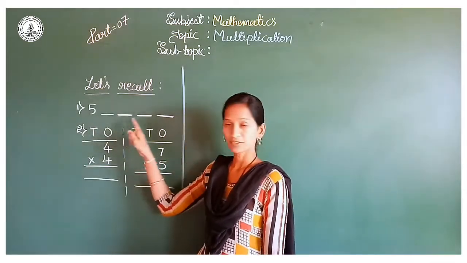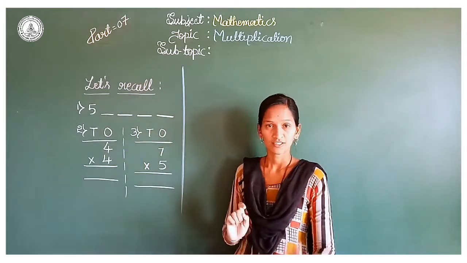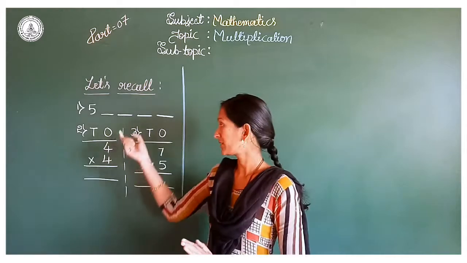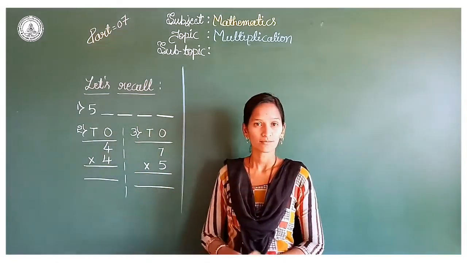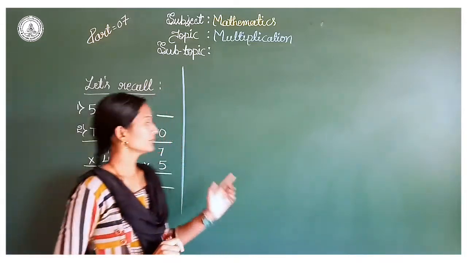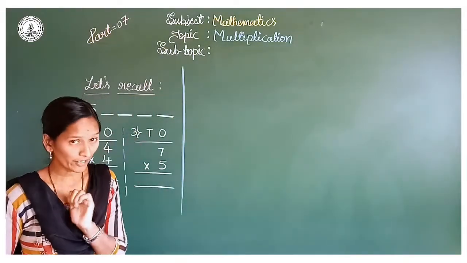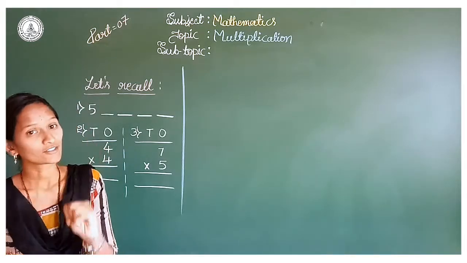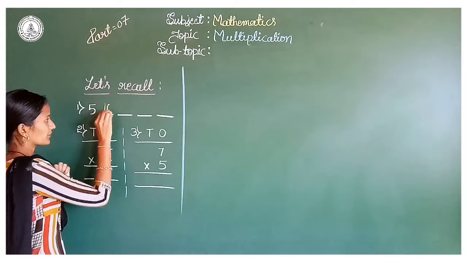So 5 into some space they gave here, right? It means you have to count in fives and fill up the next 4 boxes. Counting fives means for the number 5 you have to add again a 5. So 5 after 6, 7, 8, 9, 10. So write down 10 here.